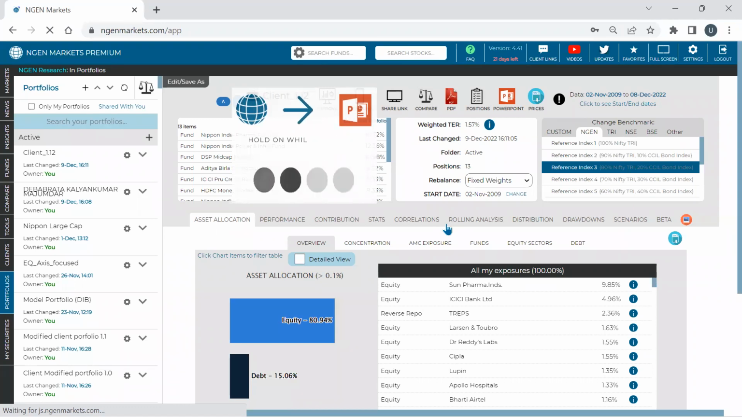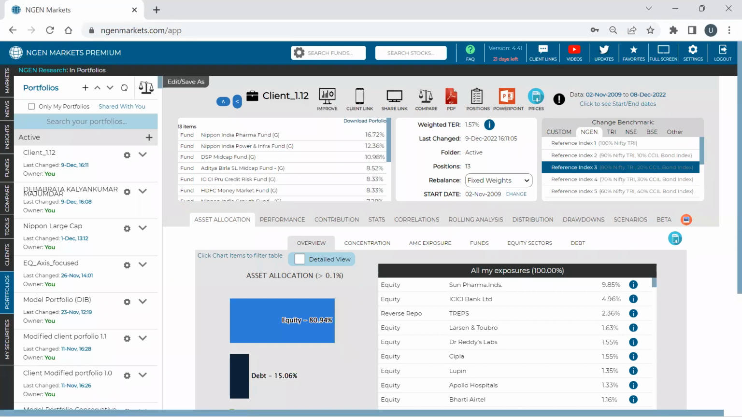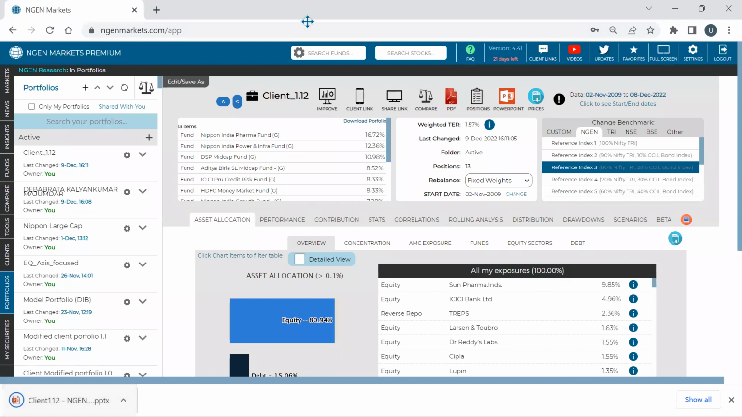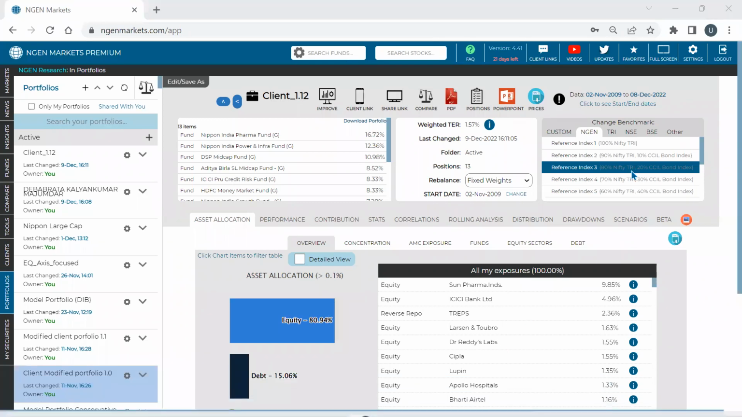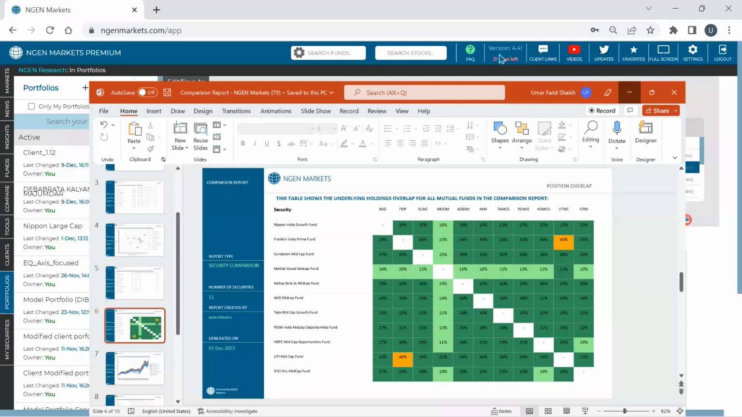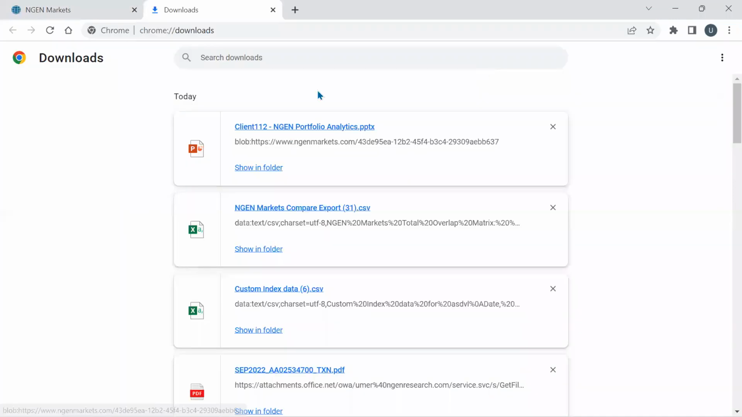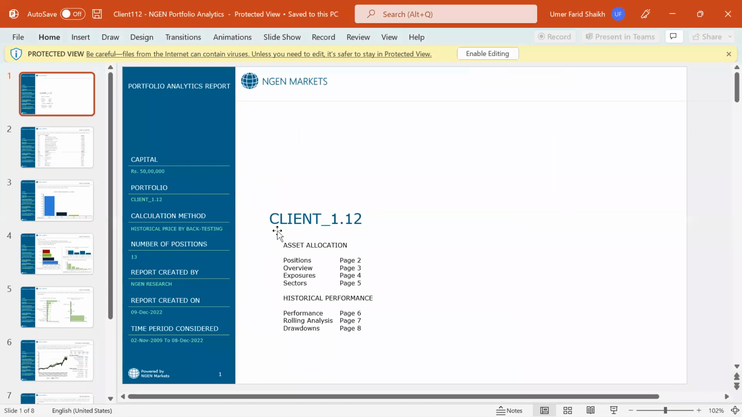So even on an exposure level, it gives us a very good idea of where I am exposed. Just a second, I'm loading this PowerPoint. If it is viewable to everyone, just let me know. Yeah, I'm just loading this PowerPoint report. Is it visible? Okay. So as you can see, this is the PowerPoint report.